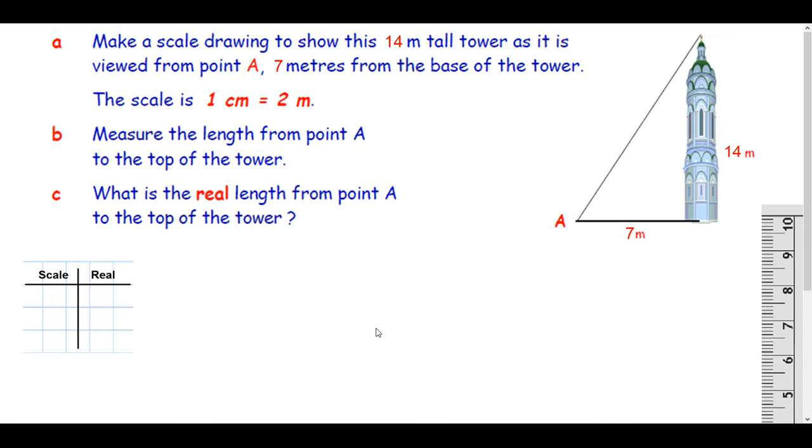Hi there, in this lesson I'm going to look at how to do a scale drawing and then use the scale drawing to calculate the real length from maybe a point to another point on it. Okay, so let's read this.